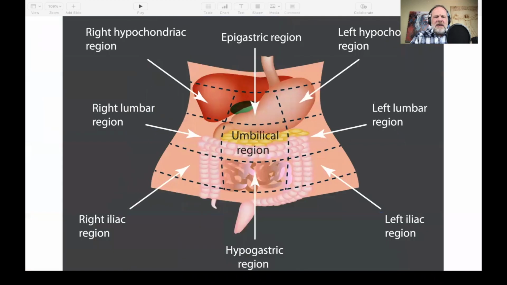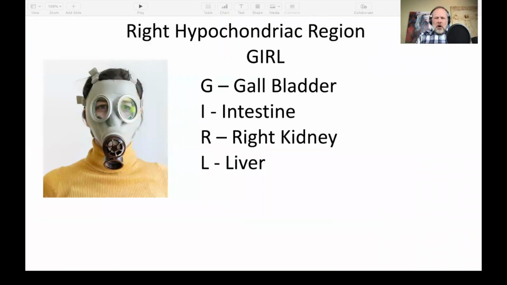Well, let's go down here and see what that means. Girl, inside the hypochondriac region, which is a girl, that's easy to remember, it's a girl, right? Is the gallbladder, the intestine, right kidney, and liver. So the acronym GIRL stands for gallbladder, intestine, right kidney, liver. Again, I'm going to put this in the description of the video if you miss it. Girl slips on liver's tip.